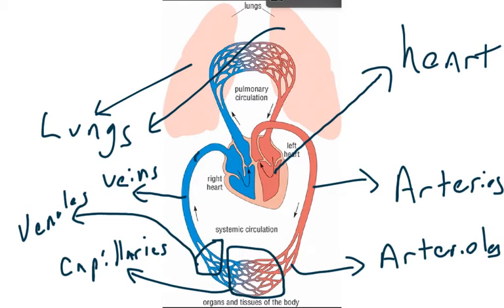So what we're talking about is the flow of blood through the circulatory system. How it goes: it's getting oxygenated through the lungs, passes through the heart, goes through the arteries, down to the arterioles, through the capillaries, back to the venules, back to the veins, and back to the heart again. That's how the cardiorespiratory system works as a whole.